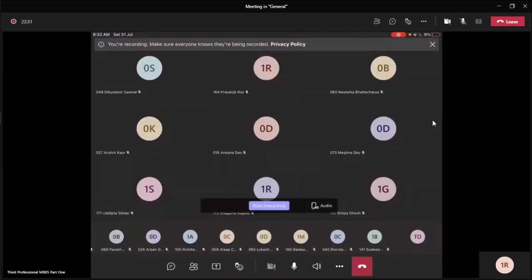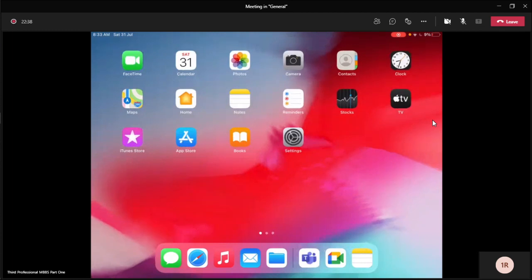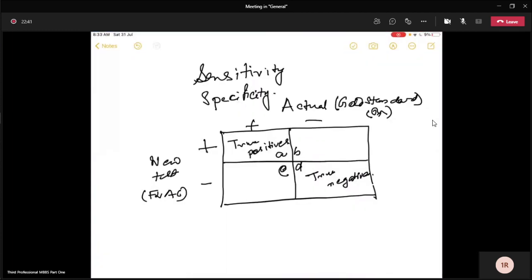Now, roll number 115, Shilpa Ghosh. Yes, sir. Okay, so we have identified the true positives and the true negatives. So what will be B? In B, actually the test was negative, but the new test has tested positive. False positive, right? Very good. And in case of C, what will it be? False negative. Excellent.